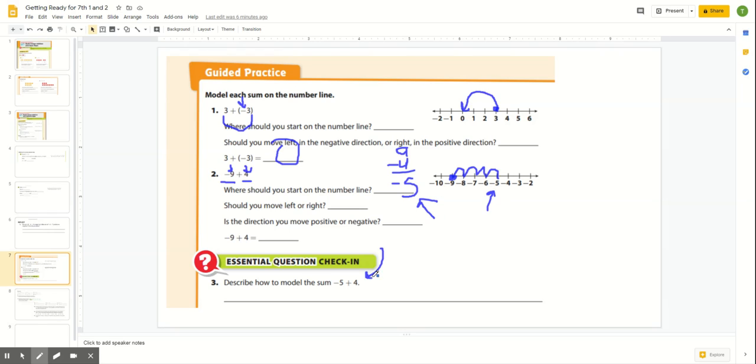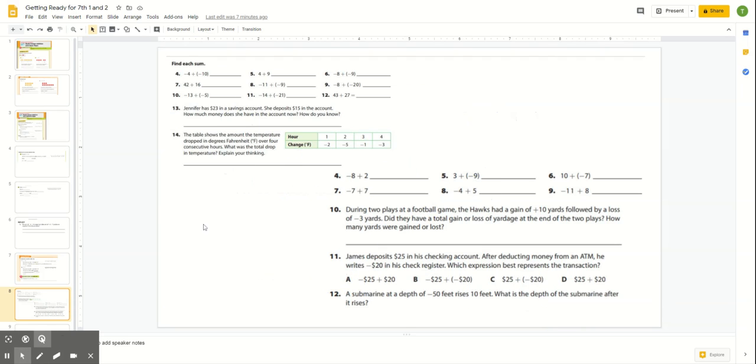Last example here, negative 5 plus 4. Which is my greater absolute? 5. Look at the sign. It's negative. Negative is going to be the sign of my answer. 2 different numbers, 2 different signs. Subtract. 5 minus 4 is 1. Negative 1.